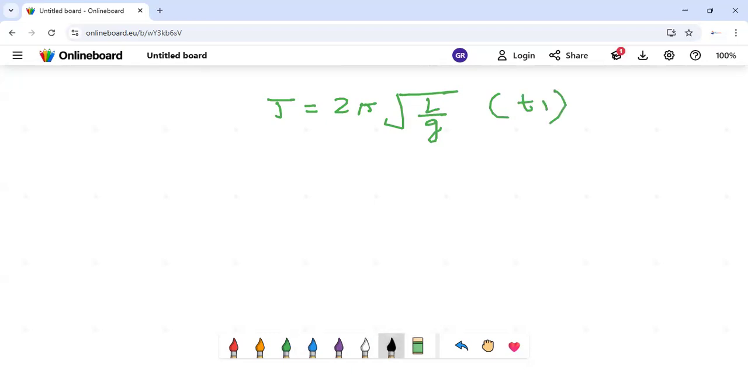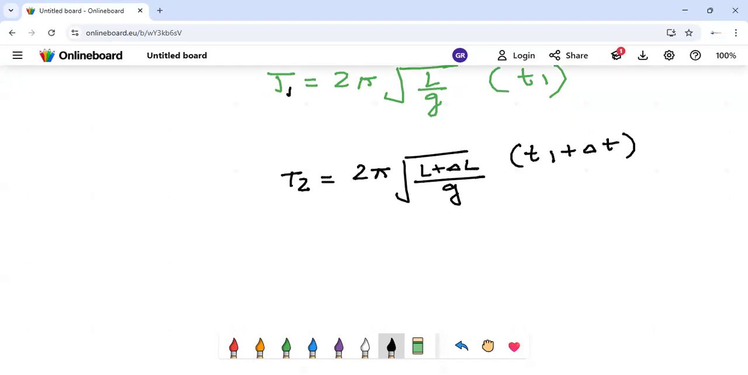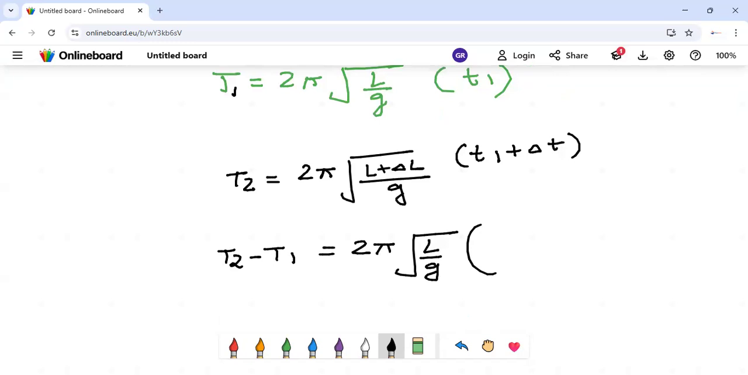Let's say at temperature T1 plus delta T, our length will become L plus delta L. I want to know how much is the change in time period. So what I'll do is T2 minus T1. This will be 2 pi, and I'll take root L by G common. What I am left with is 1 plus delta L by L, power 1 by 2, minus 1.